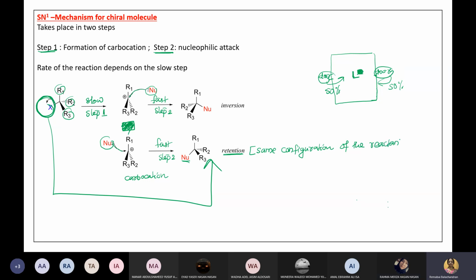Correct? Yes. Okay. Now look at this one. Here, this R1 is straight, okay? And R2 and R3 are towards the right here, and towards the left here. Here X is on the left side, here Nu is on the right side. So this is which one? Inversion. So we have about 50% inversion. Always you will not get exact 50%. 50% inversion, 50% retention. So for the whole thing we use another term.